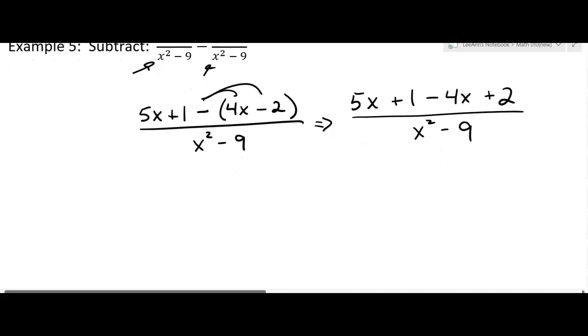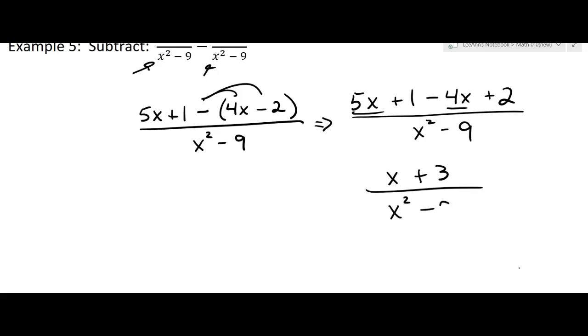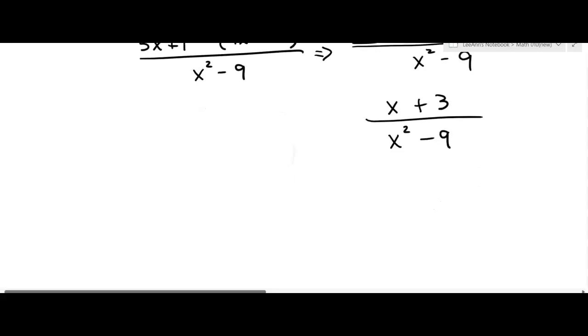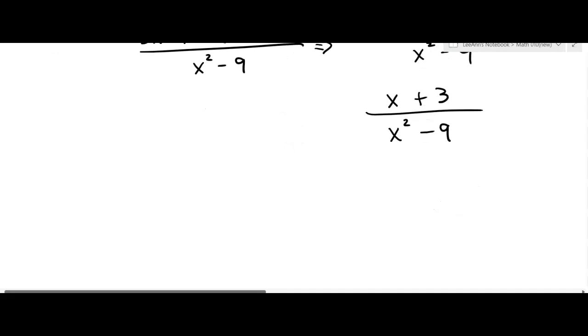Okay, now when I combine like terms in the numerator, what's 5x minus 4x? x. And what's 1 plus 2? 3. Okay, I'll just put this for now. I'm going to take an extra step, because now it's a rational expression, which is great, but we want to simplify if we can. Now you might say, well, why didn't we do that when we were multiplying and dividing? Well, we didn't need to because we already did all the canceling we could do before we wrote the expression. But now there's a chance that maybe I can simplify this.